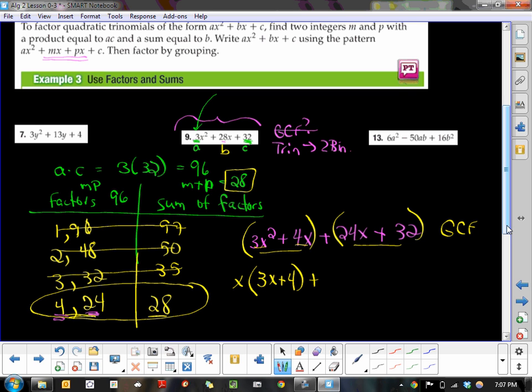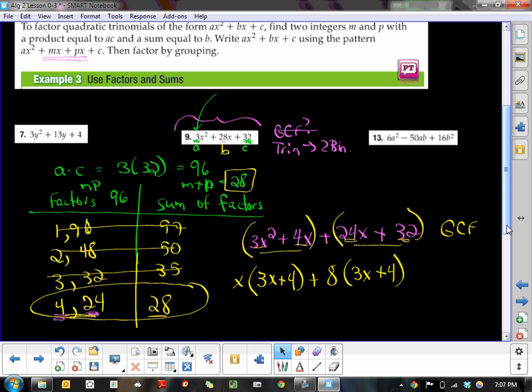Plus, what's the greatest common factor between 24 and 32? The largest number that divides into 32 and 24 is 8. 8 goes into 24, and 8 goes into 32. 8 goes into 24 3 times, so it's going to be 3x, and 8 goes into 32 4 times, so it's just 4.